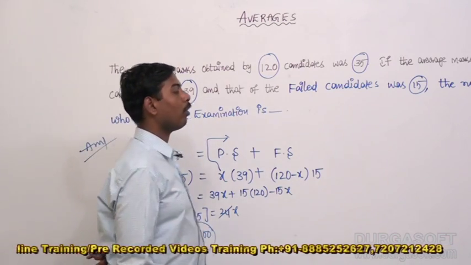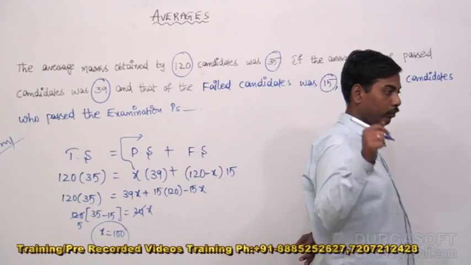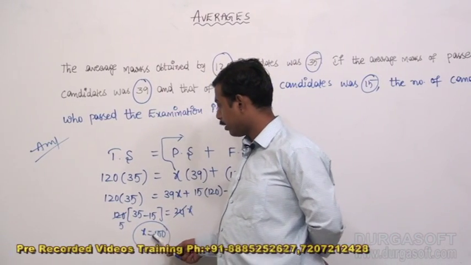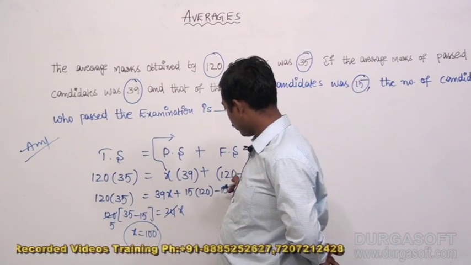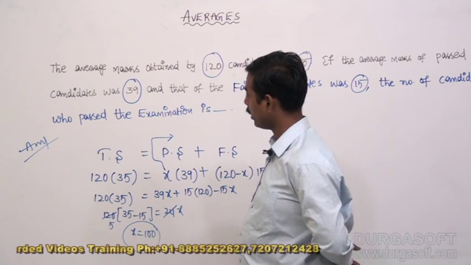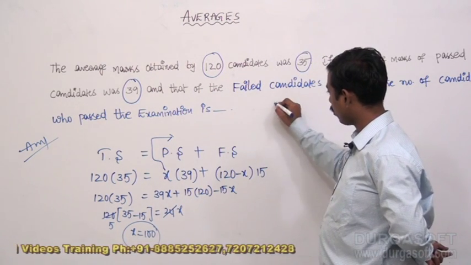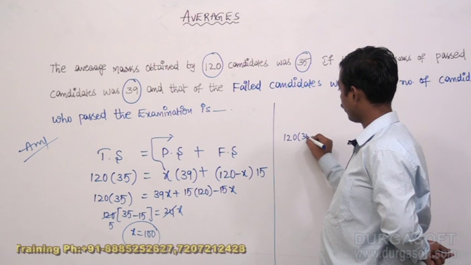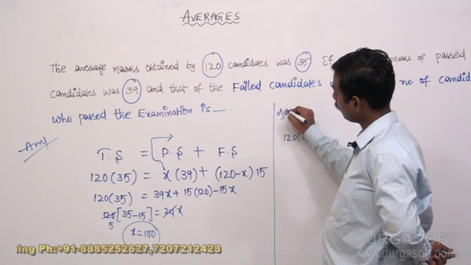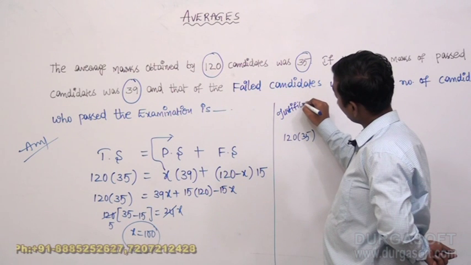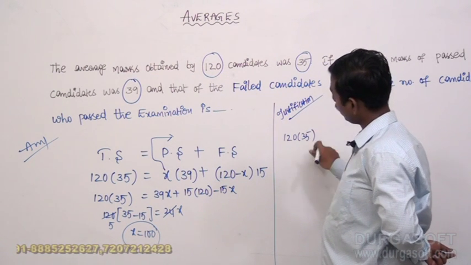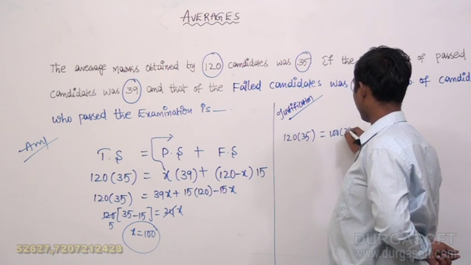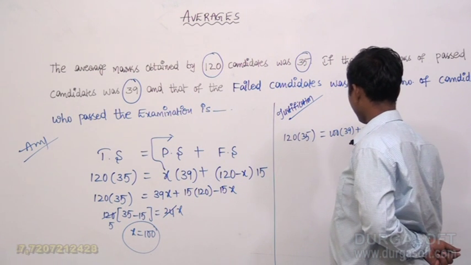How many students passed in that examination, my dear guys? Out of 120, 100 students passed, and the remaining 20 students failed. Let us put a focus here. 120 students and their average is 35. This is the justification. Total summation equals passed students 100, their average 39, failed 20, average 15.